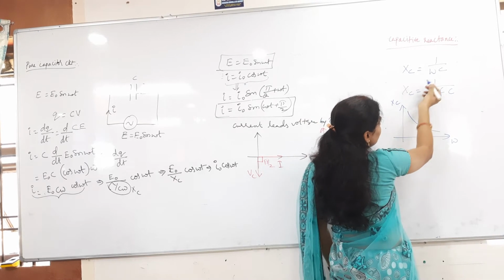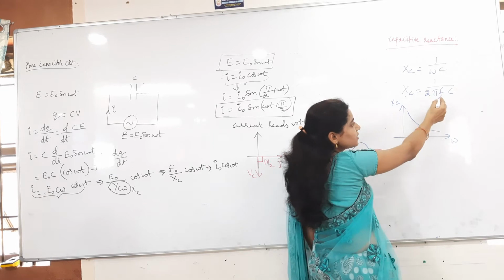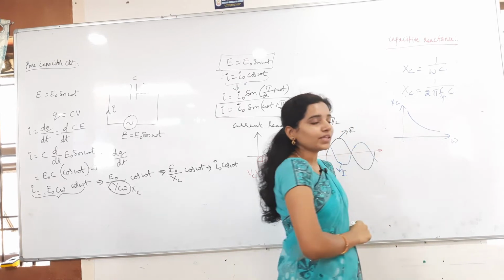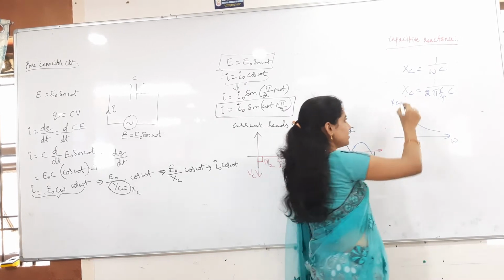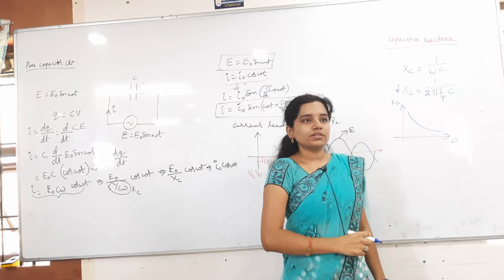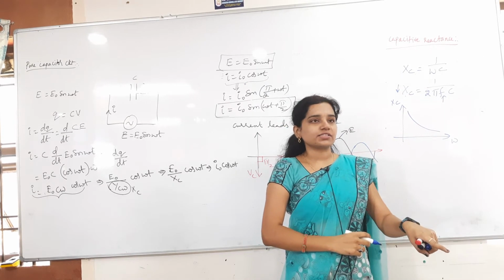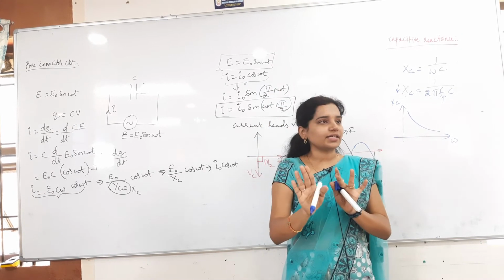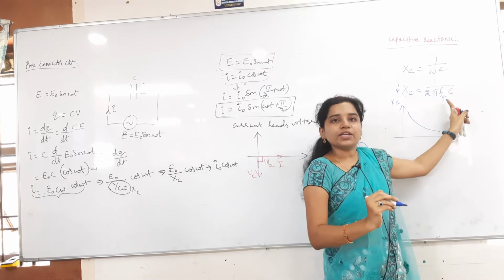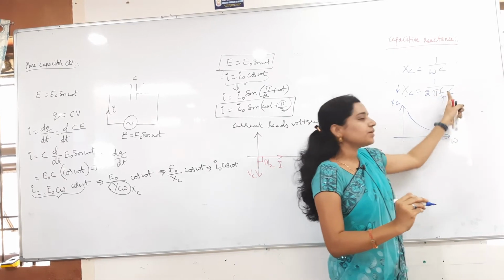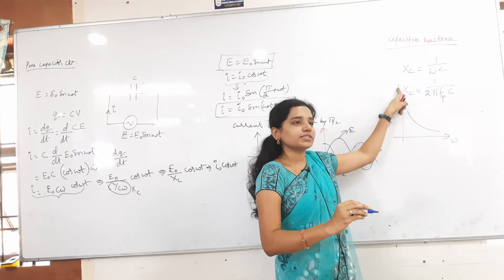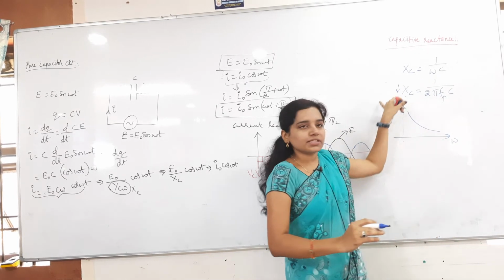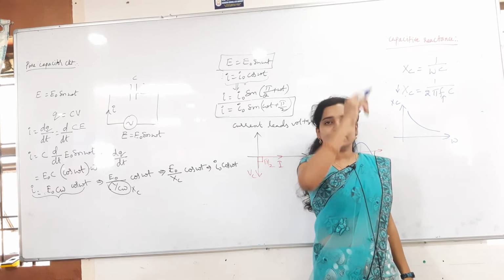One more thing, listen properly. XC is inversely proportional to omega as well as to frequency. If I increase the frequency, then XC decreases. What is XC first of all? Reactance, a resistance. Resistance is decreasing, nothing but current will increase. Take the indirect relation. Whenever I increase the frequency, resistance decreases, and when resistance decreases, current will increase.